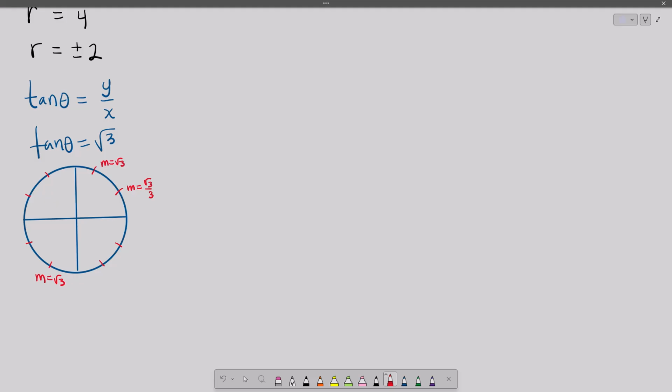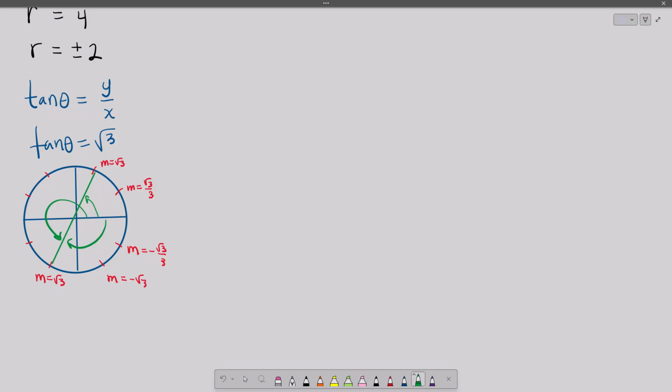And then these ones over here will be negative. So this one is going to be negative root 3 over 3. This one is going to be negative root 3. So at any rate, when we look for tangent being root 3, that means that we're on that terminal ray. And so you could choose this angle. You could choose this angle. You could choose this angle. You could do all sorts of things. But generally what we're going to do is pick the smallest positive angle.